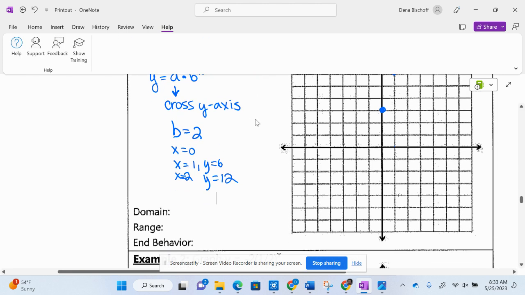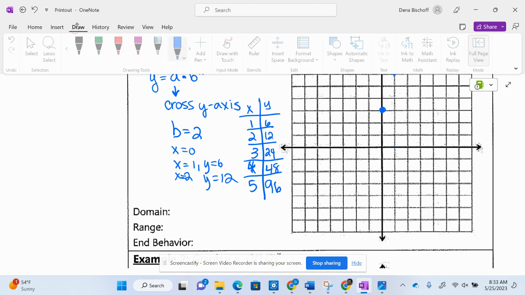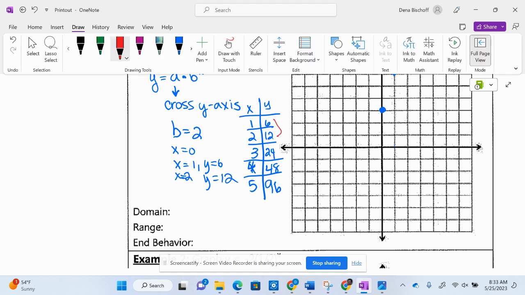Let me fill out another one. I'm just going to make a table really fast. X and Y. So when x is 1, y is 6. When x is 2, y is 12. When x is 3, y is going to be 24. When x is 4, y is going to be 48. What do you think is going to happen when x is 5? Yeah, 96. What am I doing each time, Hayden? Yeah, I'm doubling, or taking every number and multiplying by 2. Take the one before it and multiply it by 2.